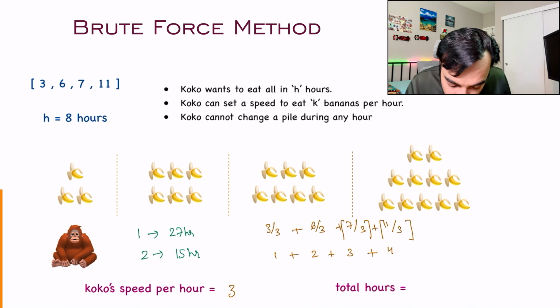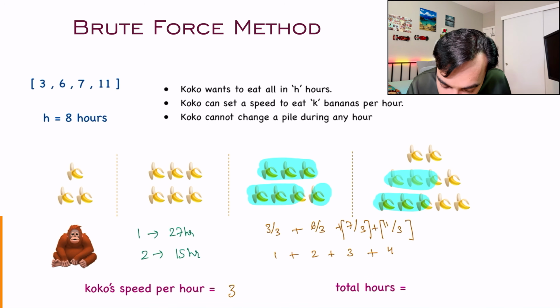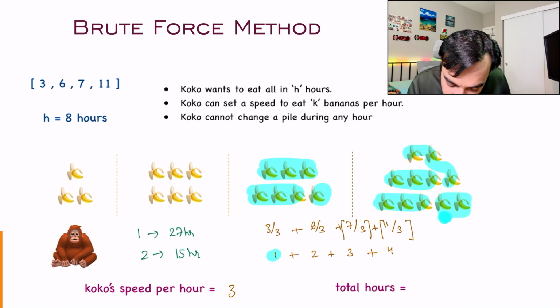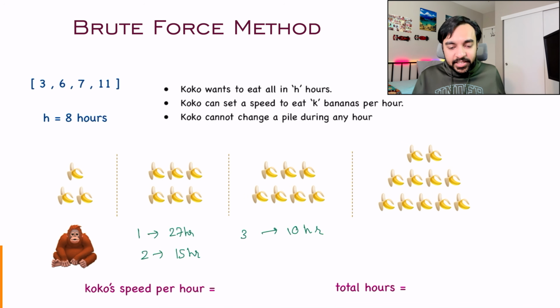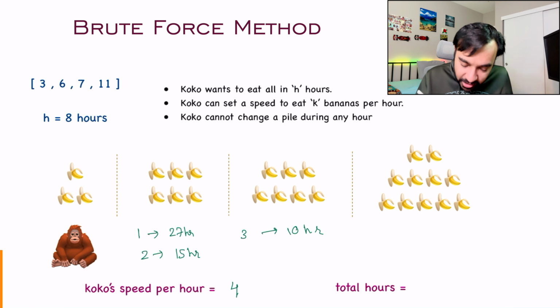Try to think. Because if you're eating 3 bananas, in the first hour you eat 3, in the second hour you eat 3. And then you have 1 banana remaining, so you will take an additional hour. Similarly 3, 3 and then 3 again. You have 2 bananas remaining, so that will take up an additional hour. That is why you get 1, 2, 3 and 4. So that gives me a total of 10 hours, right? For the next iteration, you will put down your speed as 4, and for the value of 4, the time will turn out to be 8 hours.